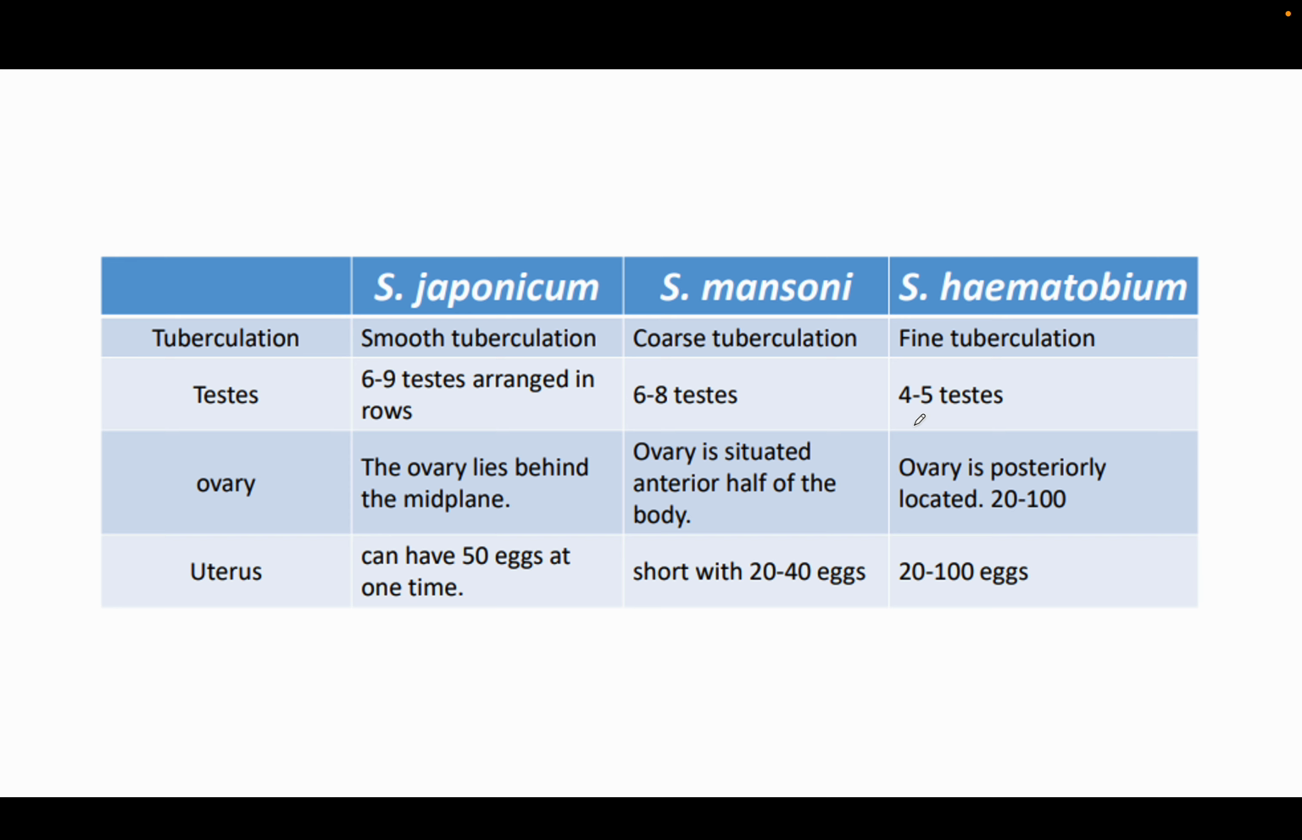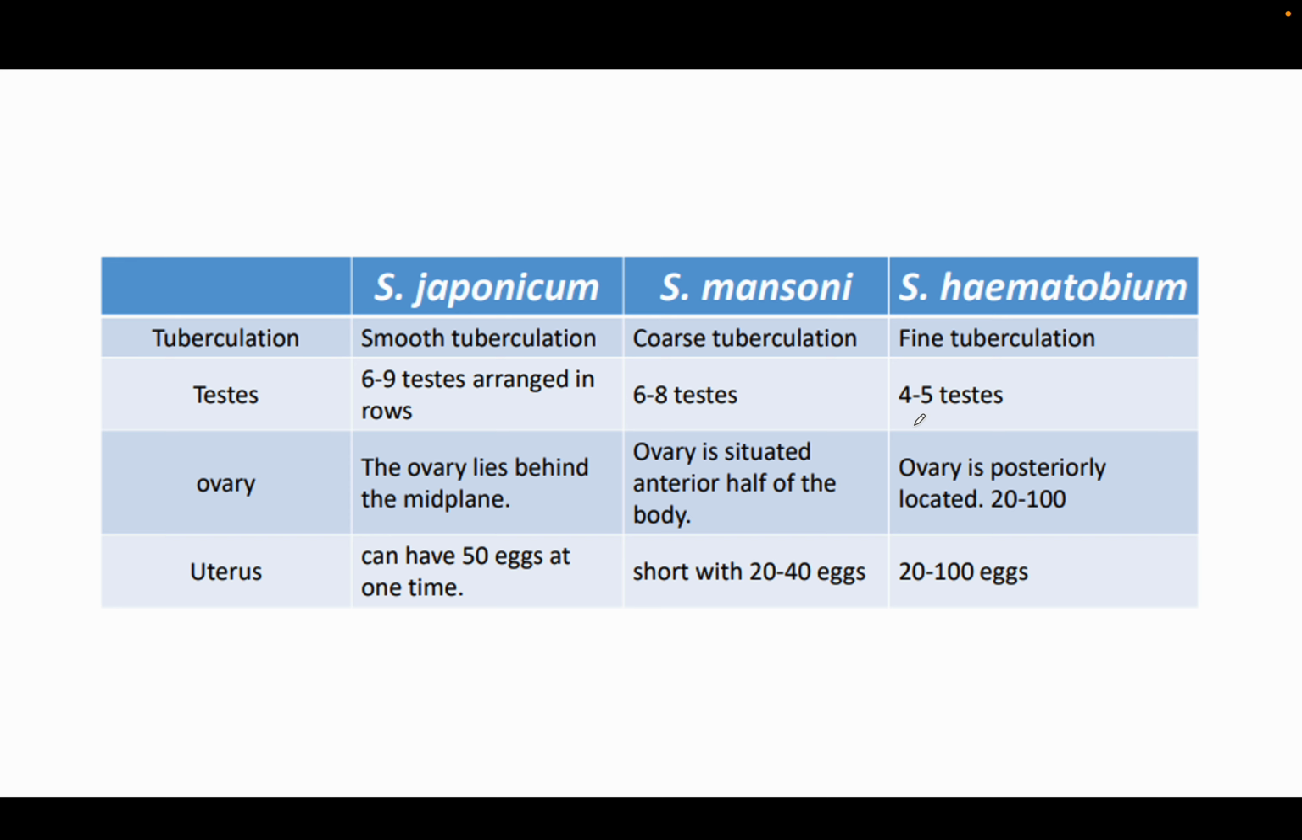The number of testes also varies. Japonicum and Mansoni are comparatively the same. For Haematobium, they are lesser in number. In terms of the ovaries, positioning and arrangement are also different. The ovary for Japonicum lies behind the midplane, while for Mansoni, the ovary is situated in the anterior half of the body, more frontal, while for Haematobium, the ovary is posteriorly located.